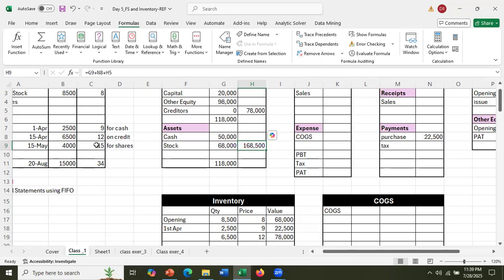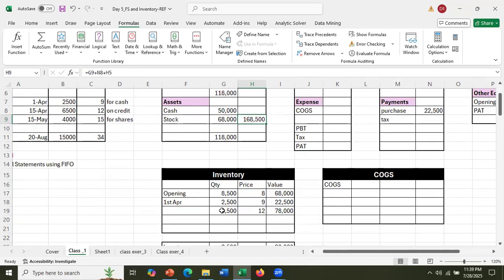Now let us see the third purchase. The third purchase is 6,000. The third purchase is 4,000.